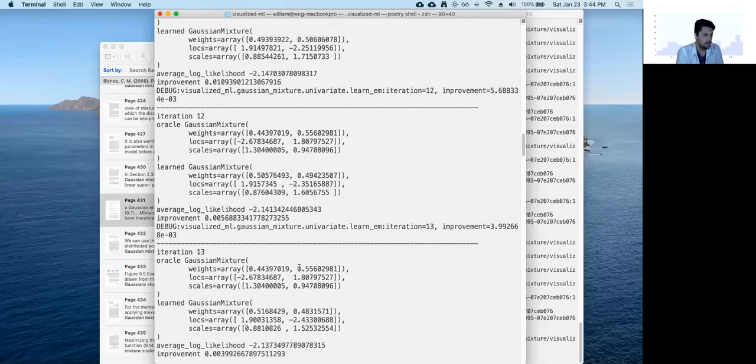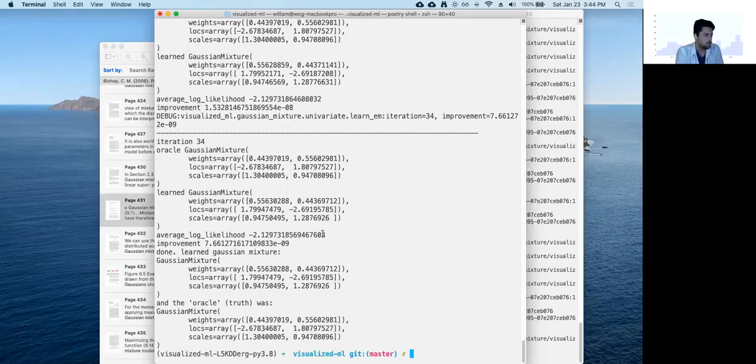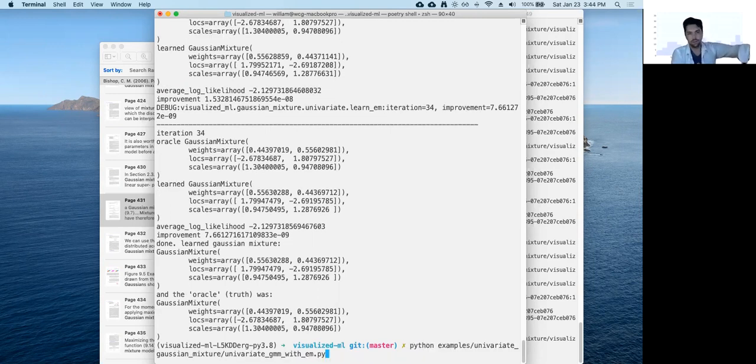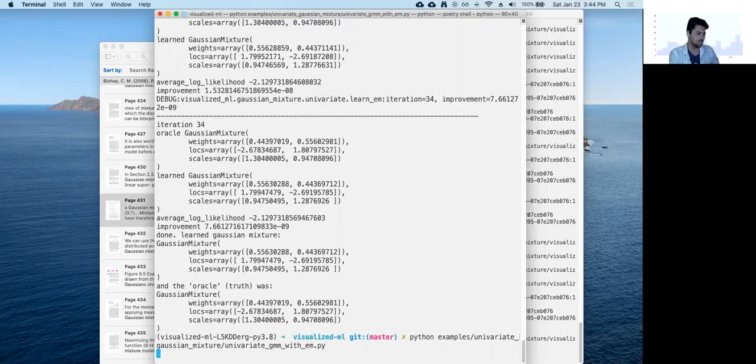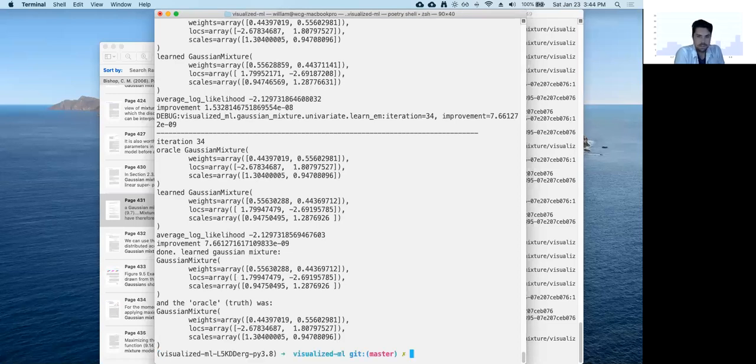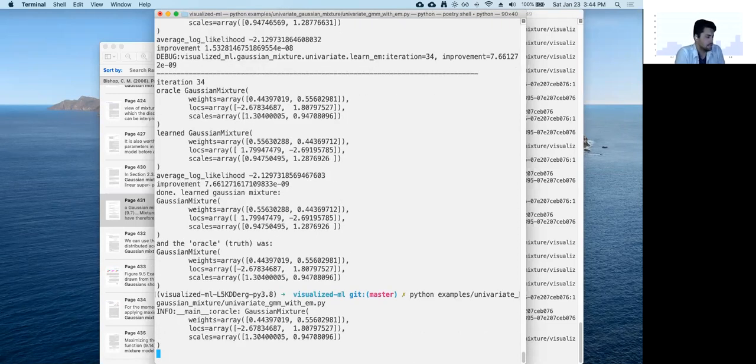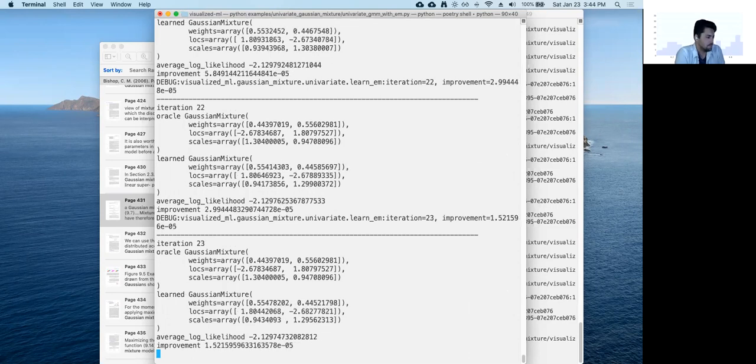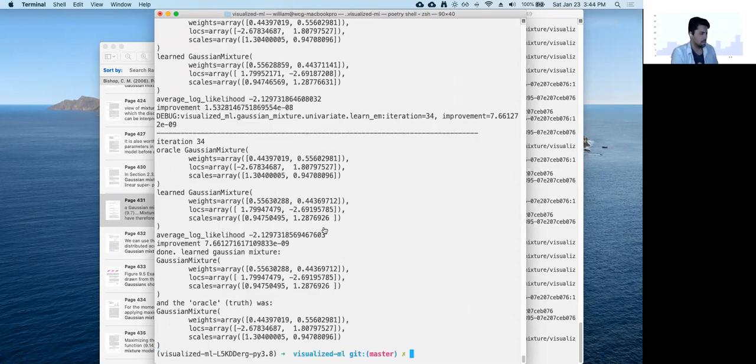Actually, I'll just run this again. Look out for how the oracle and the learned are going to be changing, and then we'll be able to see how fast it changes. If we do this again, you can see it converges pretty quickly. So that's pretty nice. You might say, well, this is an easy example, William. You only have 2 mixture components. They are pretty far from each other.